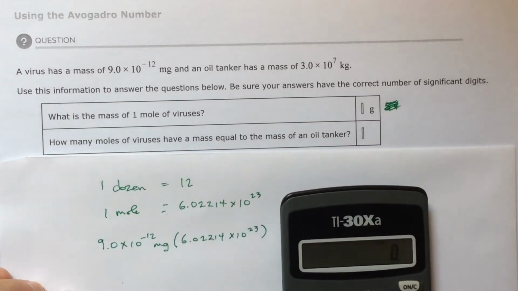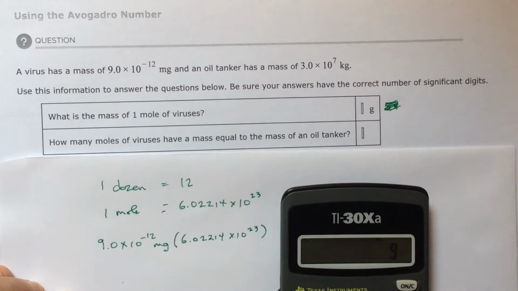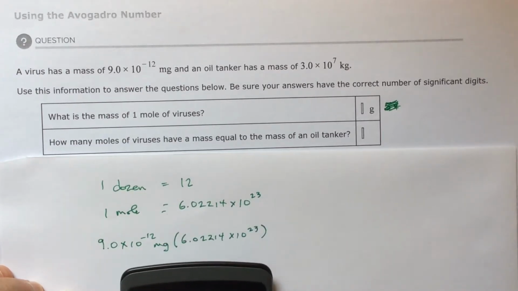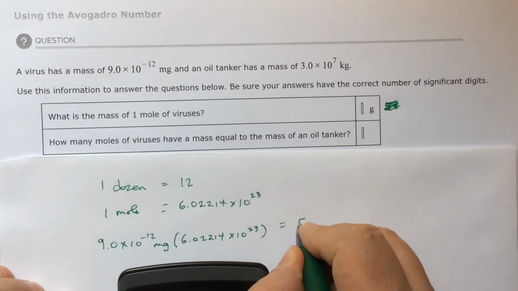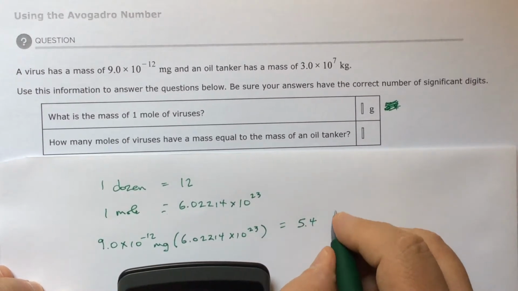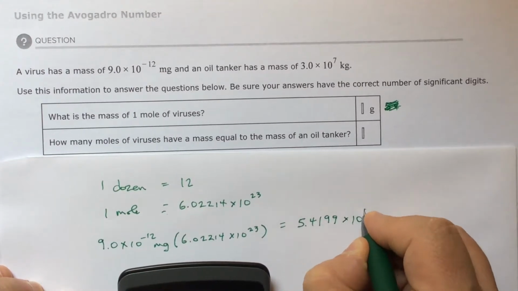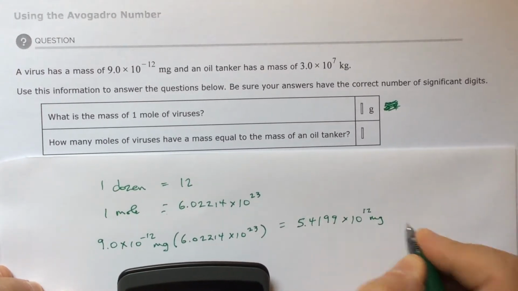Right? So I've got 9.0 times 10 to the negative 12th times 6.02214 times 10 to the 23rd. All right, so that's going to be equal to 5.4199 times 10 to the 12th milligrams.